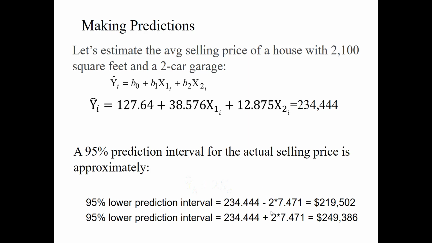This 2 is a number that we have to take from the T distribution, but for practice purposes, you can just use twice the standard error and add or subtract it from the value that we got for this price estimation. So that provides the lower prediction interval and the upper prediction interval for each of the values that we have.